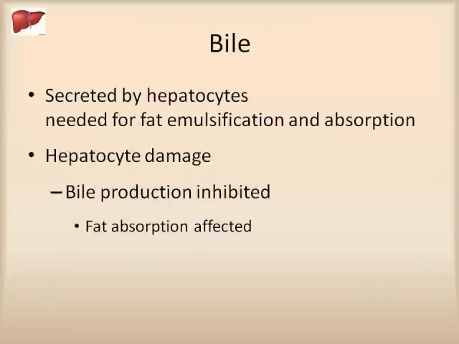Let's go to the first one, bile. Bile is secreted by the hepatocytes, which are cells in the liver. And bile is needed for fat emulsification and absorption. That means without the bile, the body has a really hard time absorbing fats. When the hepatocytes are damaged, bile production is inhibited and fat absorption is affected.